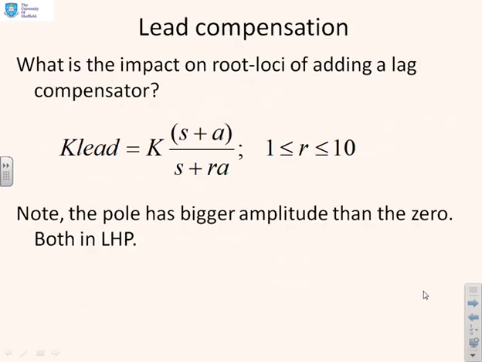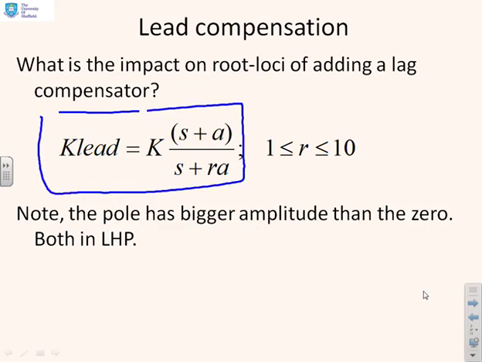First then, let's define a lead compensator. It has a generic form, a bit like this one here. You'll see K times (s + a) over (s + Ra), where R is between 1 and 10, and a is bigger than 0. So the pole and zero are both in the left half plane. Perhaps for completeness, we should notice that the steady state gain of this lead is given by K divided by R.